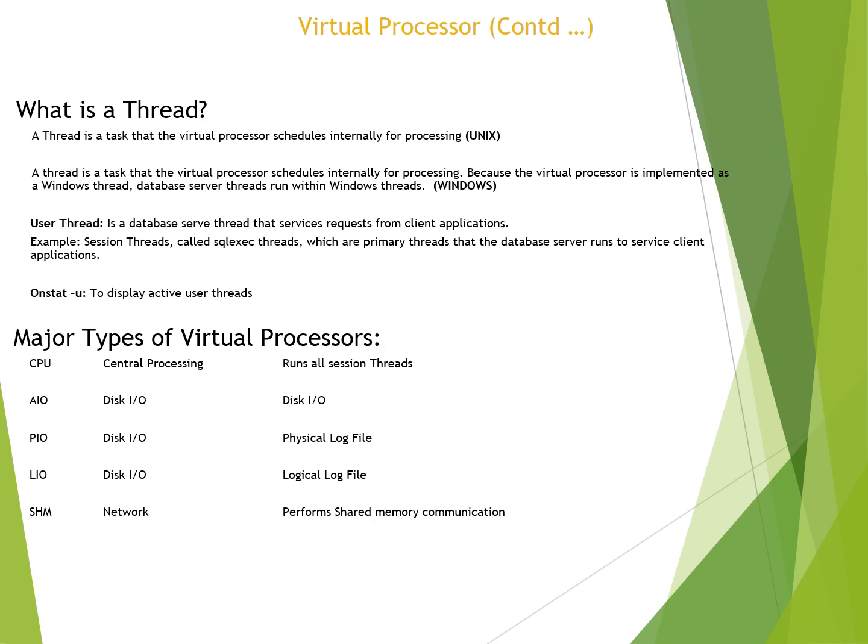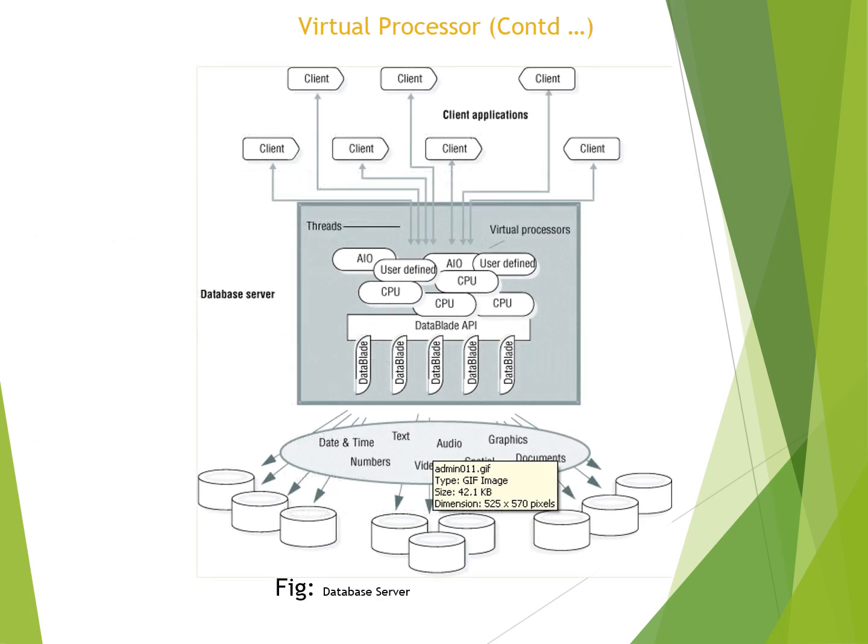Okay, this is the whole structure of how the virtual processor works on the DB server. You can see the client applications connecting to the threads or virtual processors like AIO and CPU, and one of the layers is the DataBlade. Then it comes to the DB server, and you can store numbers, dates, text, audio, graphics, whatever it may be.